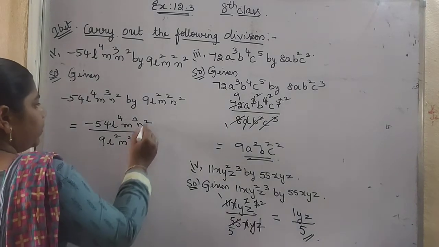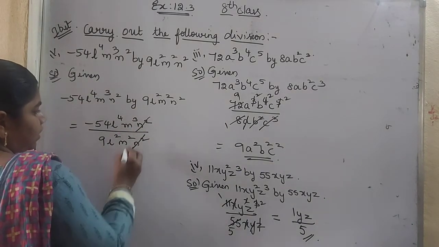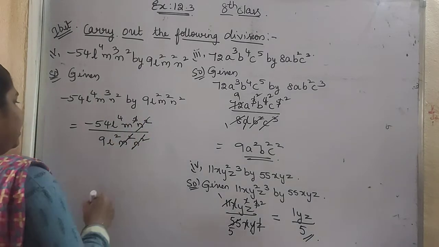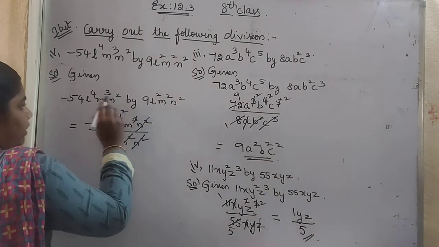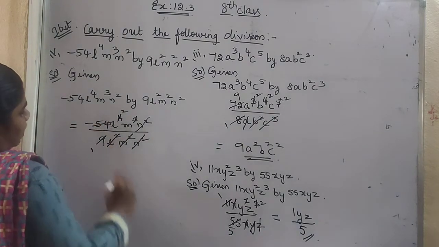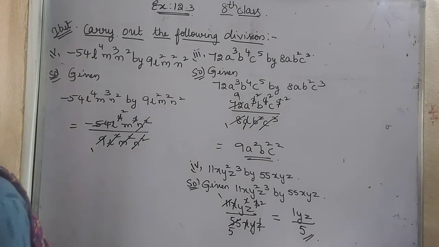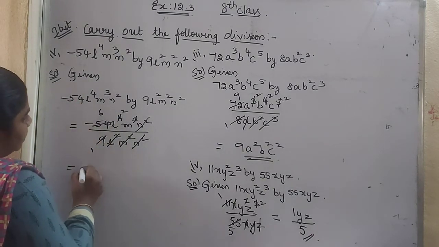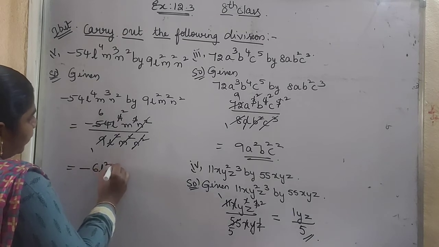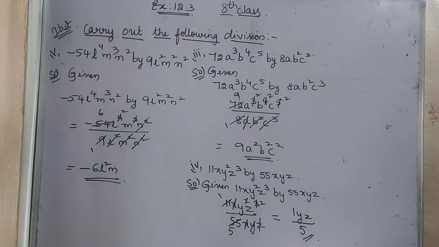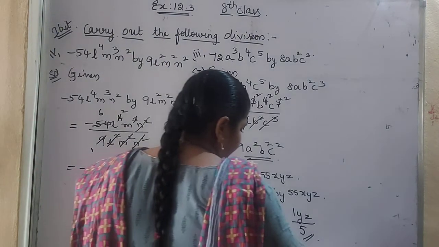So n square will get cancelled. m square will get cancelled, only one m will be remaining. L square will get cancelled, L square will be remaining. 9 ones, 9 how many times will be equal to 54? That is 9 6 times will be 54. So the answer is minus 6 L square m. So this is our fifth question. So with this our first bit is completed. So second bit now.